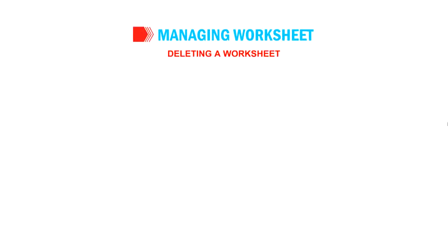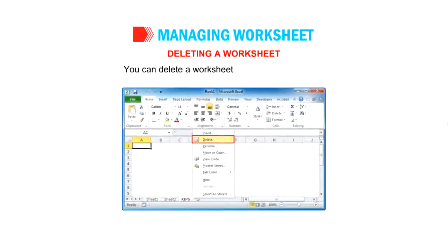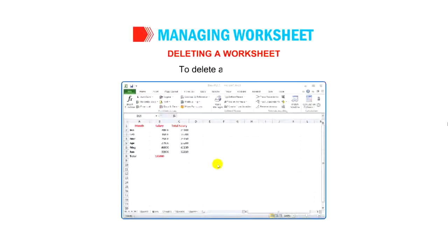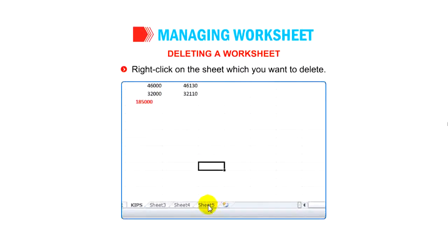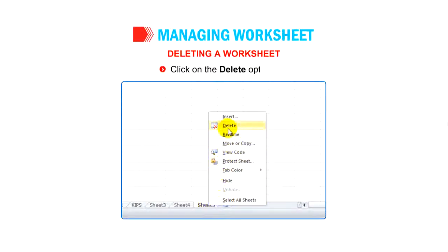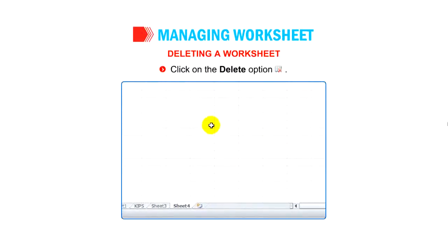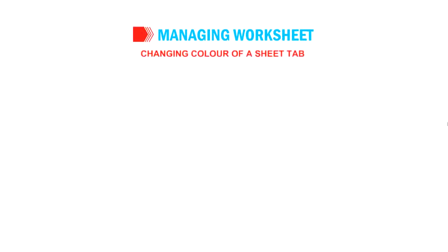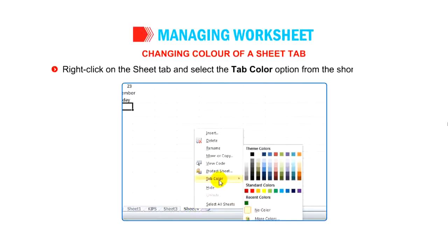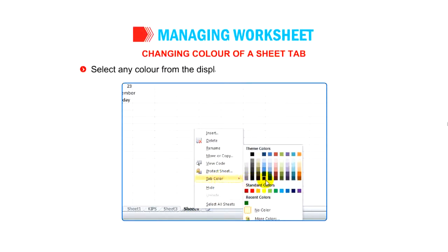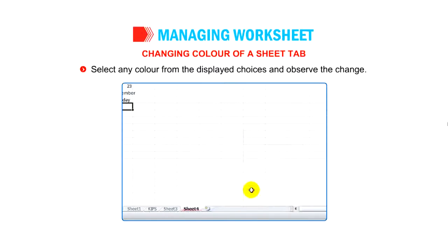Deleting a worksheet. You can delete a worksheet if it is of no use to you. To delete a worksheet, right-click on the sheet which you want to delete. Click on the Delete option. Changing the color of a sheet tab. Right-click on the sheet tab and select the Tab Color option from the shortcut menu. Select any color from the displayed choices and observe the change.